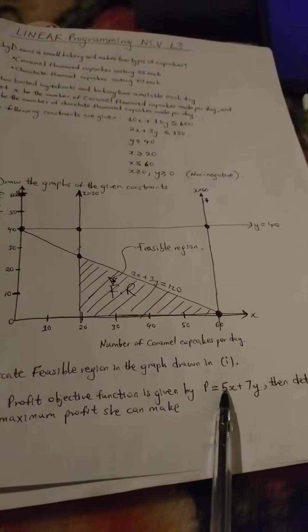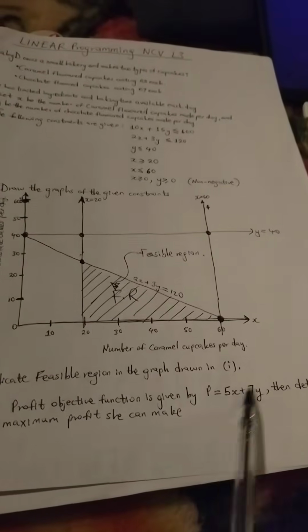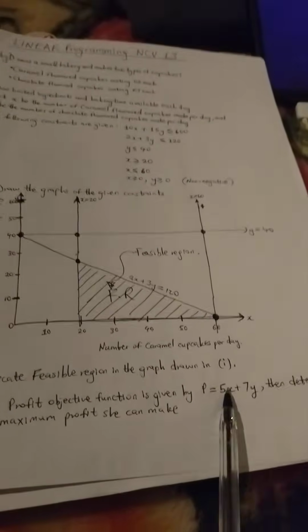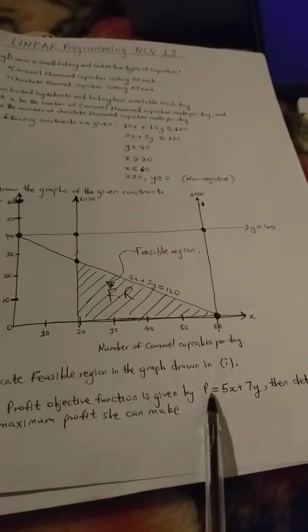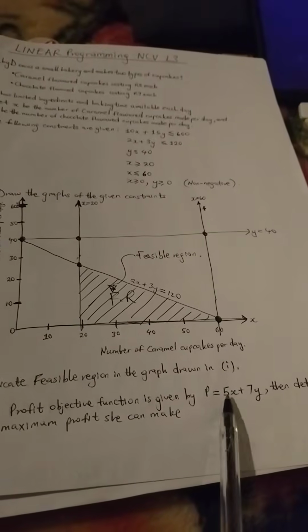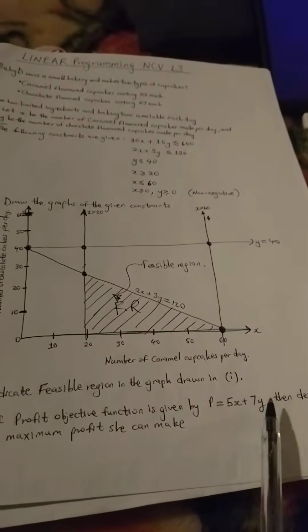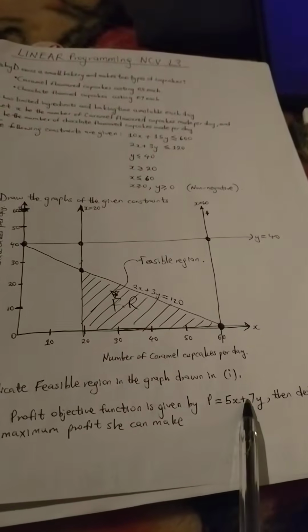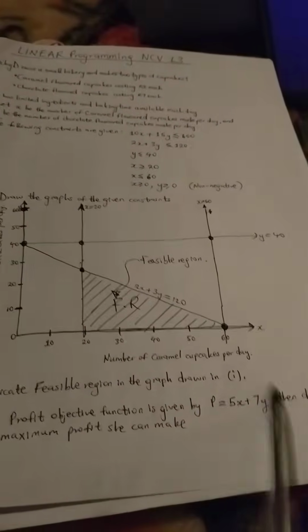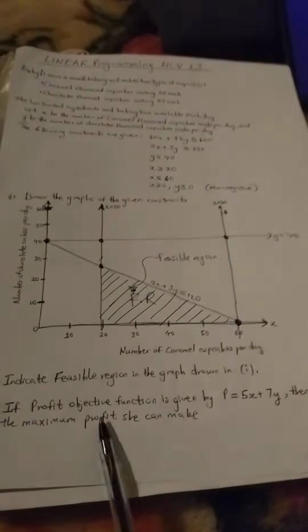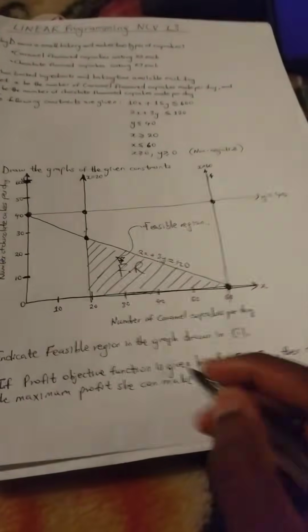This 5 comes from the fact that this is basically how the profit is obtained. When you're selling, you're going to sell your X, which is caramel, at 5 rand, as I said. The Y, which is a chocolate flavored cupcake, costs 7 rand. So this is your profit function. Then determine the maximum profit she can make. So now you have to determine the maximum profit that Baby D can make per day, right?